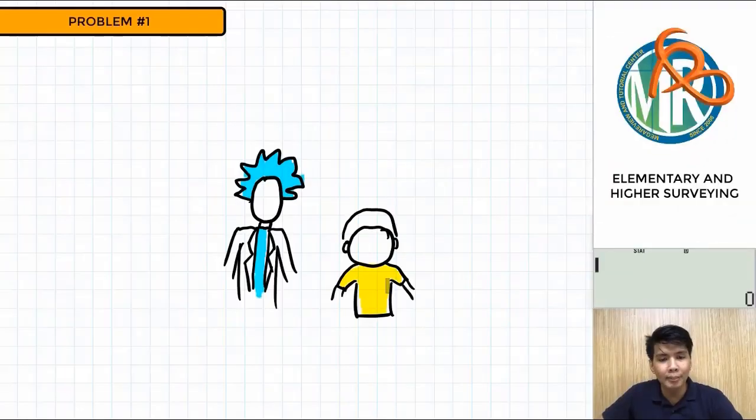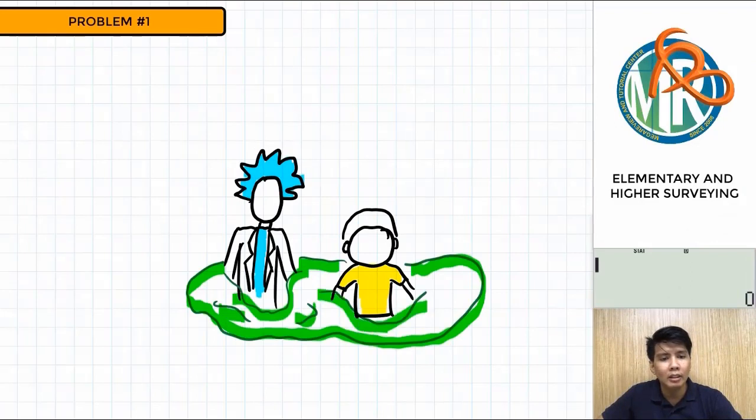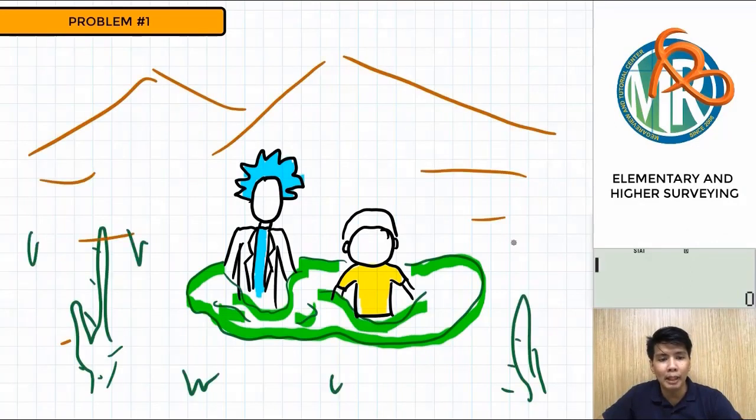Rick and Morty, using the portal gun, travels back in time, around 1890.